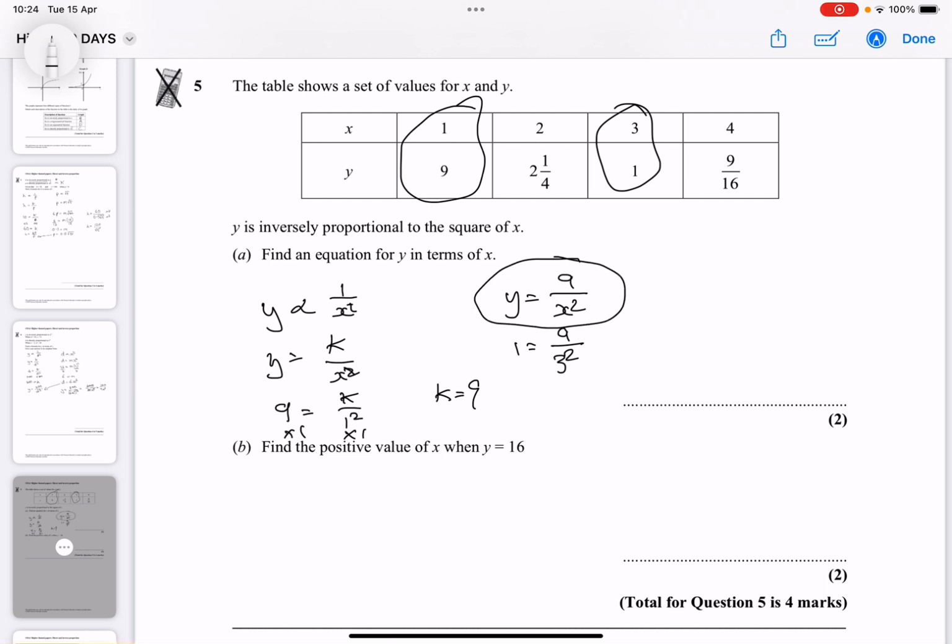Find the positive value of x when y equals 16. So what we've got, 16 equals 9 over x squared. I would use this little cross multiply thing that I would have shown people before, and that is x squared equals 9 over 16. To get rid of the squared, I square root: square root of 9 is 3, square root of 16 is 4. The reason they said positive value is because this could be negative as well, because the square root is positive or negative, but the answer in this case is just 3/4.